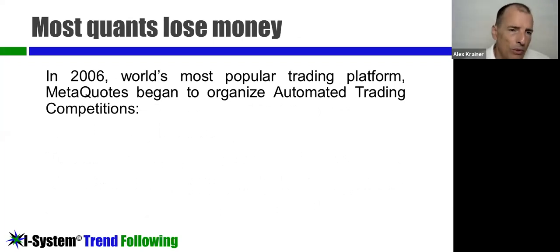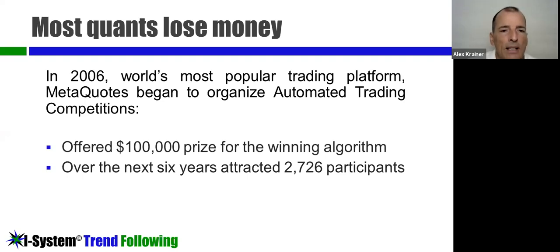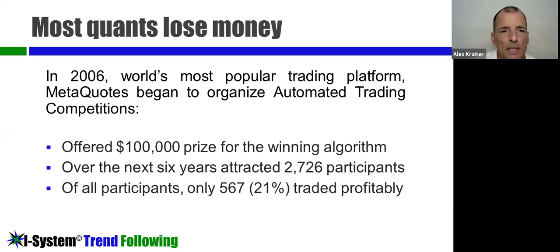First, in 2006, the world's most popular trading platform, MetaQuotes, began to organize automated trading competitions. They offered a $100,000 prize for the winning algorithms. Over the next 6 years, they attracted 2,726 participants. And of these 2,726 participants, only 21% traded profitably, 79% lost money. And so we're talking about a relatively sophisticated group of people who were, in some cases, teams capable of writing software code, who understood data, and who were highly motivated to win in these competitions. Nevertheless, 79% of them lost money.